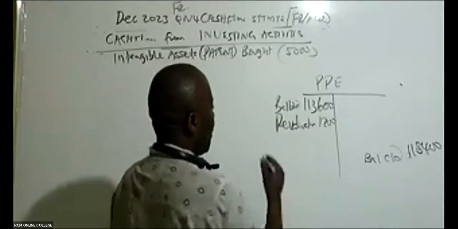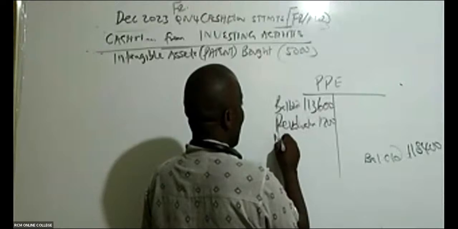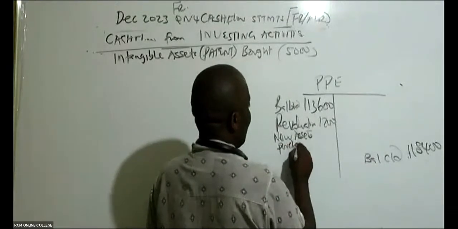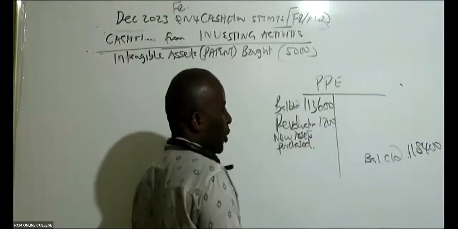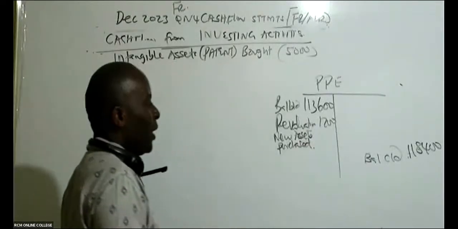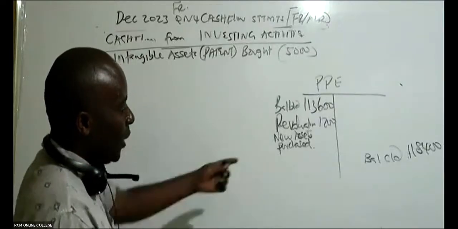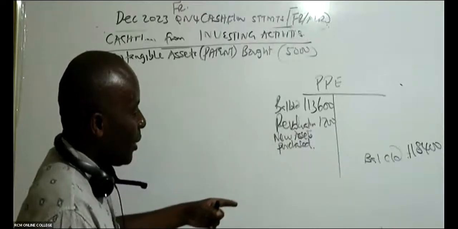And then perhaps we purchased new assets. They haven't told us how much the new assets purchased were worth. This is what they would want us to calculate. This is their abracadabra, right?